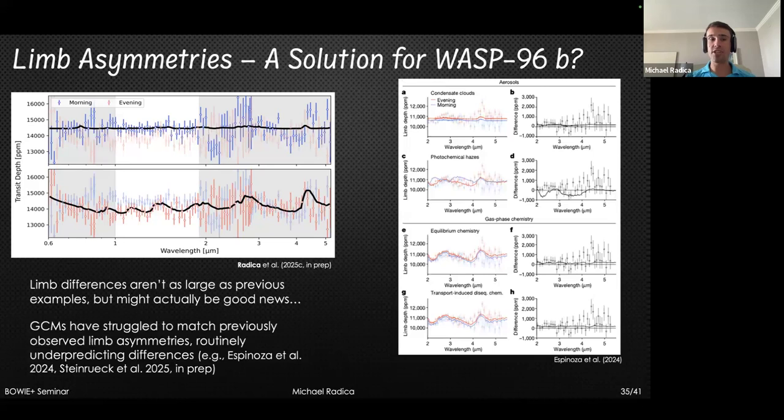The reason for that is that GCMs have generally struggled to match observed limb asymmetries. An example of this is work that was done for WASP-39b as part of Nestor's paper in 2024, where we see, regardless of whether we include transport-induced chemistry, equilibrium chemistry, clouds, hazes, etc., the GCMs always predict smaller limb asymmetries than were observed in WASP-39b. And so here in WASP-96b, we see differences on the order of 1 to 2 scale heights, which are much more in line with the sort of things that GCMs are actually predicting.